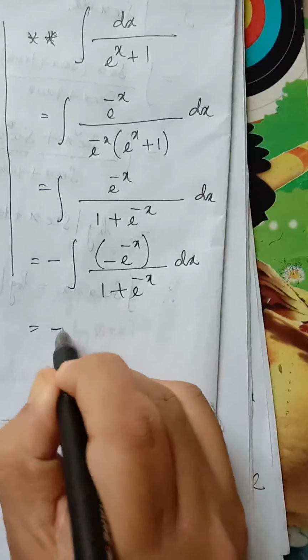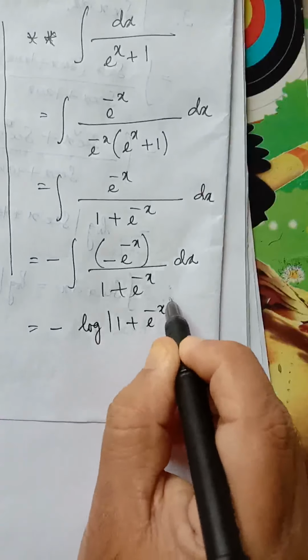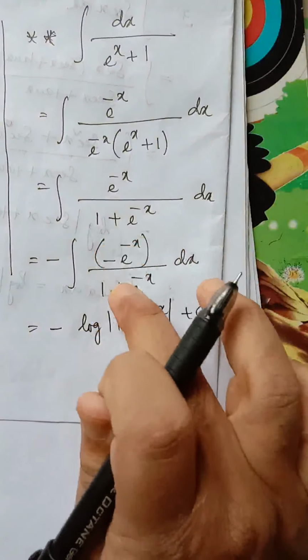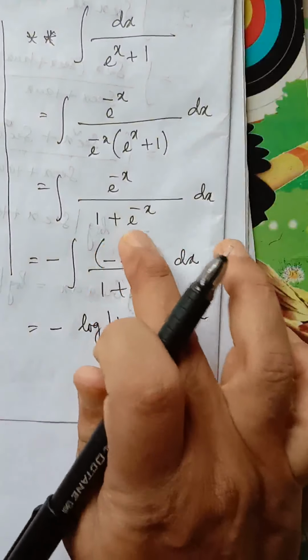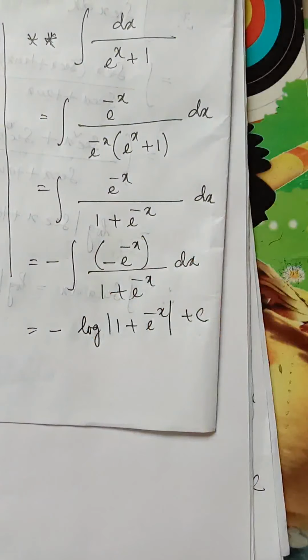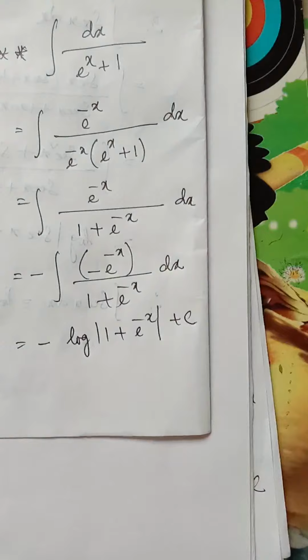So it will be log of 1 plus e to the power minus x plus c. This is of the form f dash x by fx. This is our fx and this is the derivative of denominator. So log of fx. Answer is minus log of 1 plus e to the power minus x plus c.